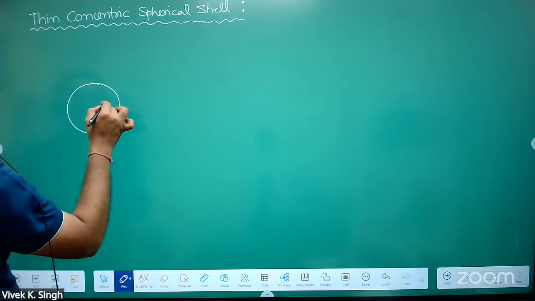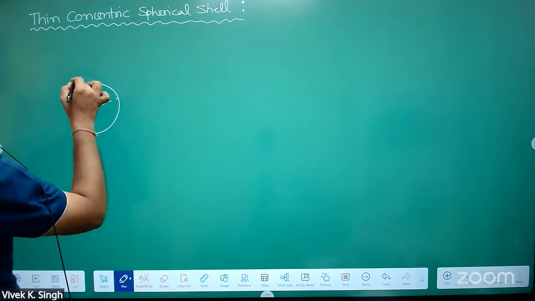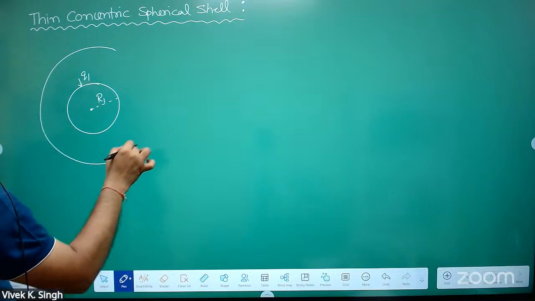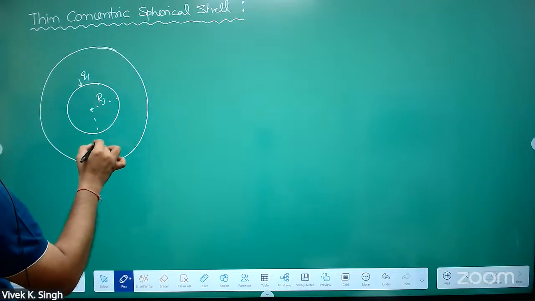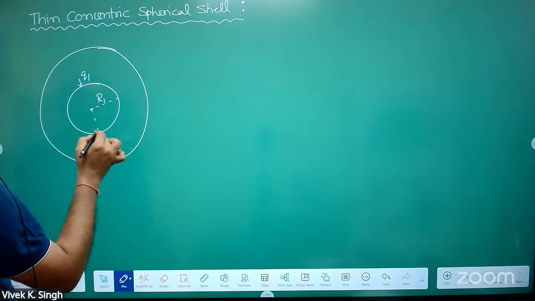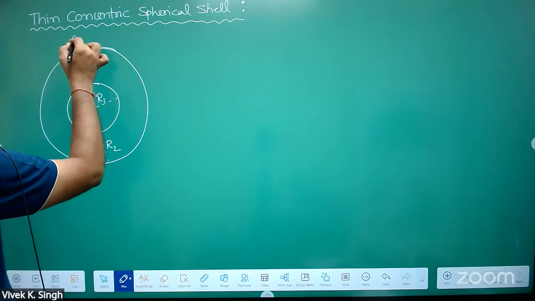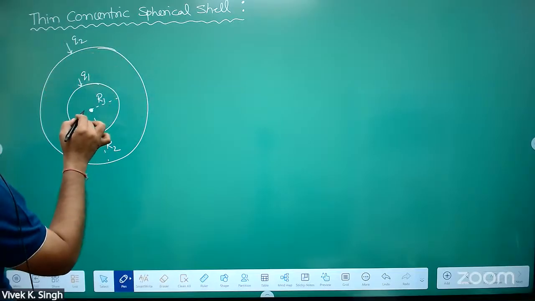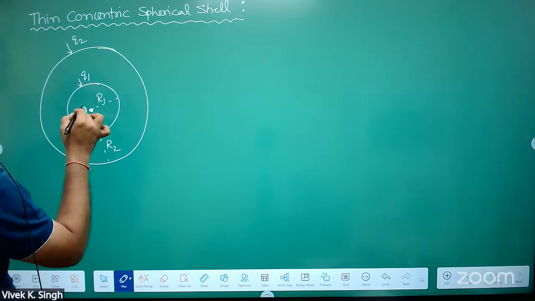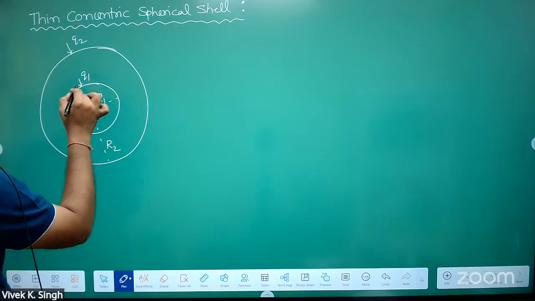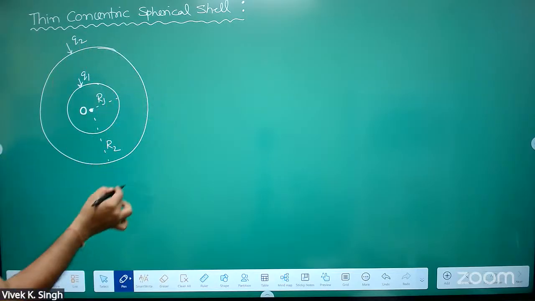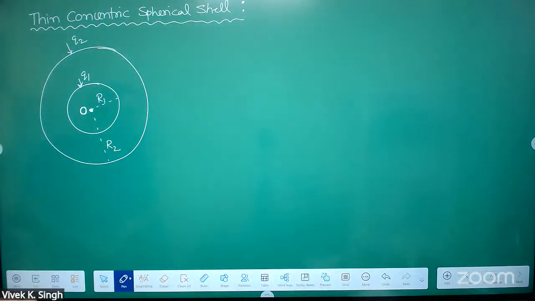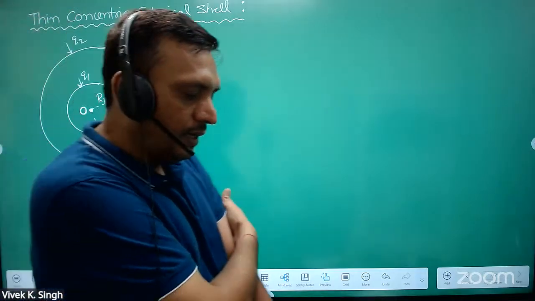So this inner radius is R1 and this contains charge Q1. Then this is R2 and this contains charge Q2. It's concentric, meaning both shells have the same center. Q1 is distributed over the inner shell and Q2 is distributed over the outer shell. So using Gauss law, you can directly write the electric field.